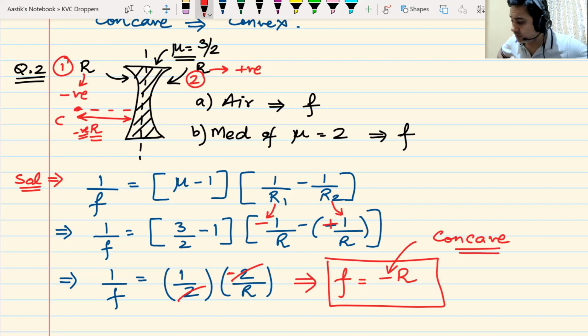Does anyone have any doubts on the steps that I have done? Well, I'll give you 2 minutes to note it down. Also, can you now attempt part B for this question? Can you do part B for this question? Yes or no? Yes, sir. So please note down this part and then attempt part B.